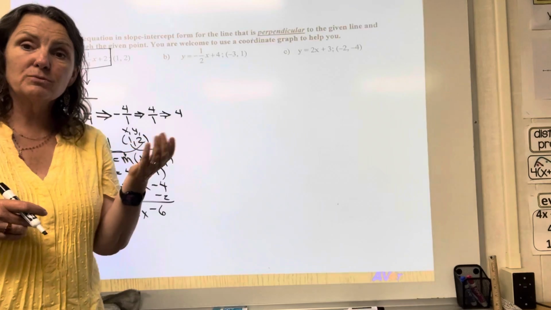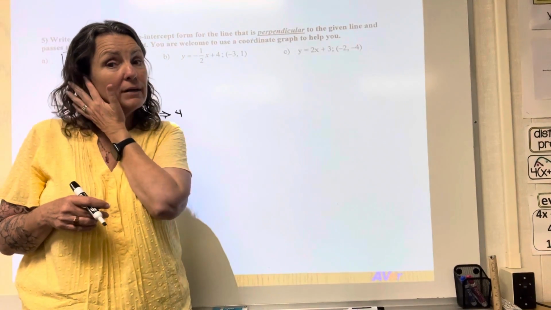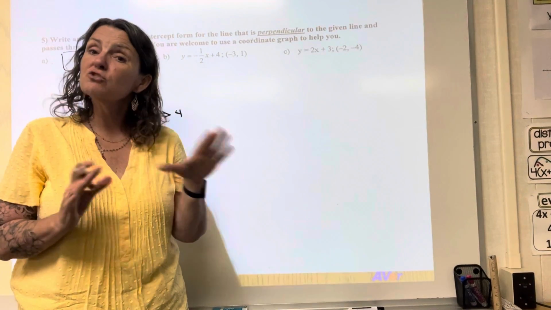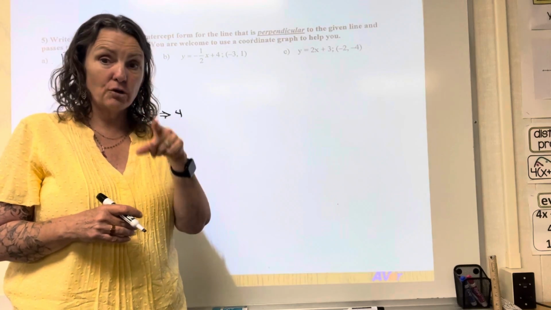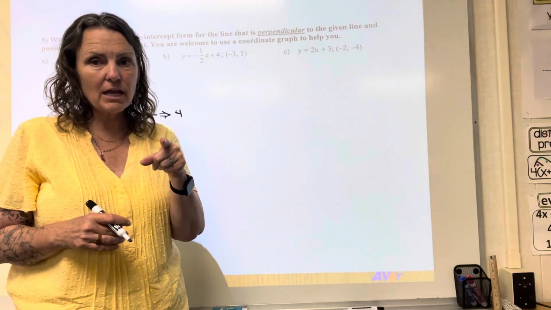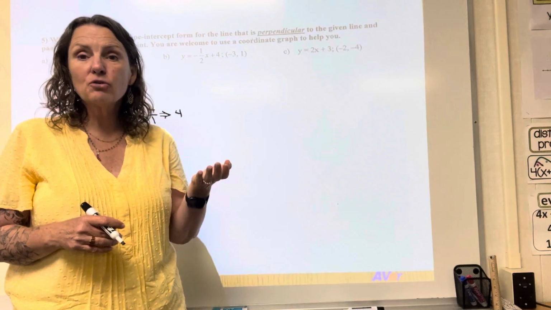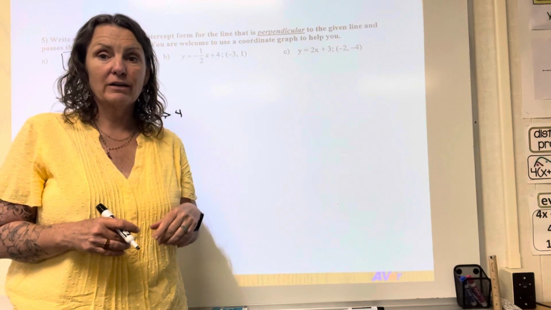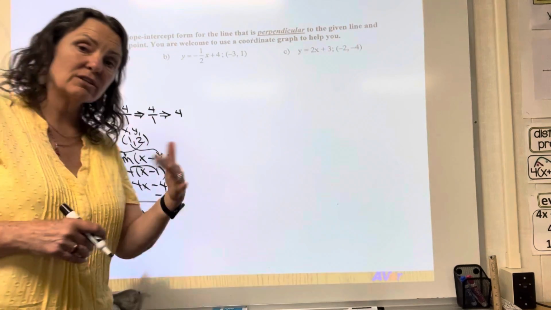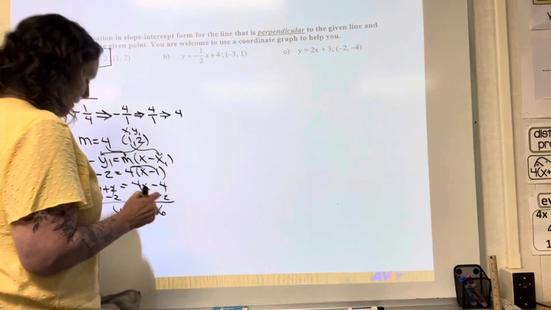Remember, the only difference between these and the questions that were above it is that these are perpendicular versus parallel. Give it a try. So you can pause the video, give it a try, and then come back and compare your answers to mine, okay? I'm gonna start setting up the second equation.